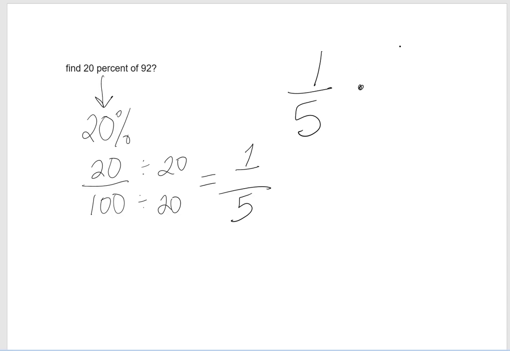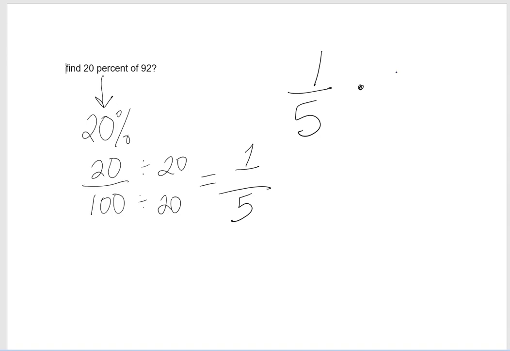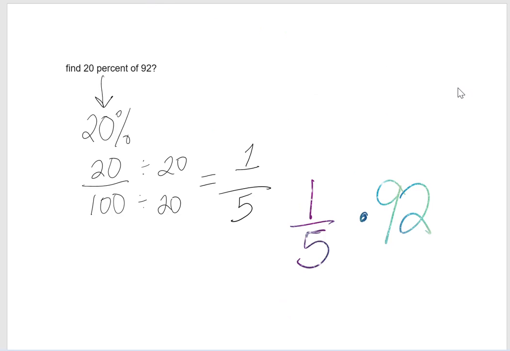of 92. So we would multiply 1/5 times 92. So 1/5 times 92 is the expression that would give me the answer. If I wanted to go ahead and find out what 20% of 92 is, I would multiply. To multiply a fraction times a whole number, put your whole number over 1, and then multiply straight across.